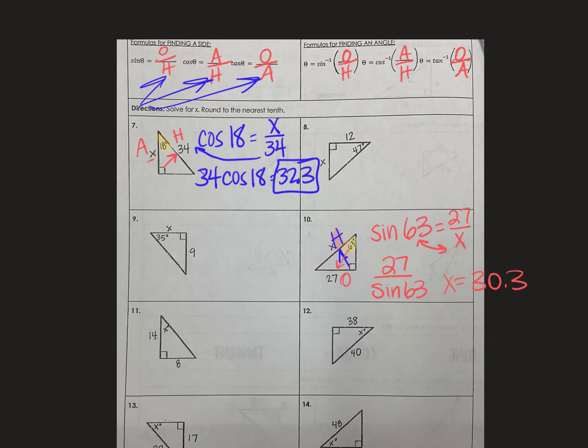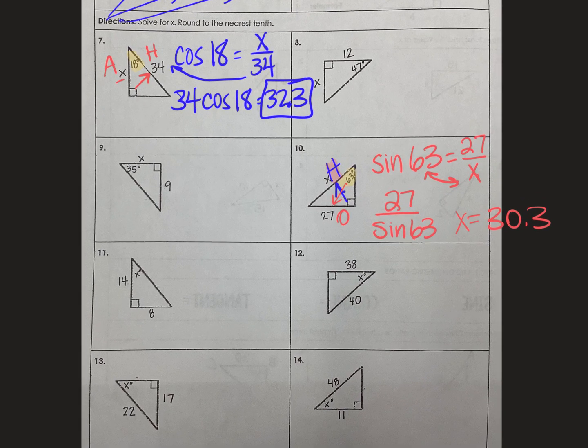Now, if the x is an angle, if the x is on the inside, we're going to use the inverse. Okay, not complicated, just a little different. If our x is on the inside, we're going to use the inverse. We will still label our sides based on the angle that has the x there. So this would be adjacent, the 14, because it is touching it and it's not the hypotenuse. The 8 would be the opposite because it never touches that angle. It never touches that x.